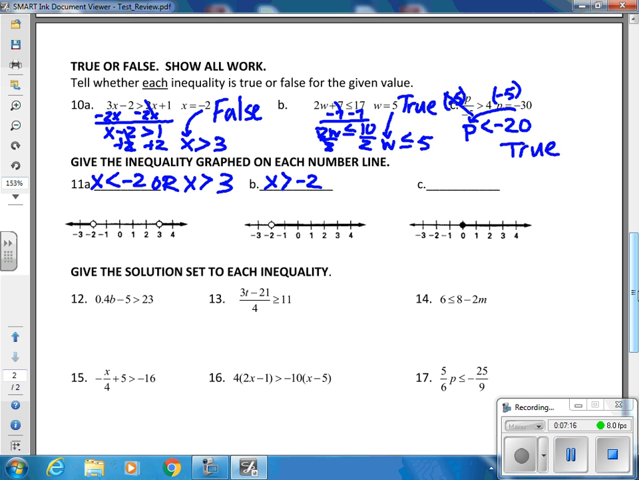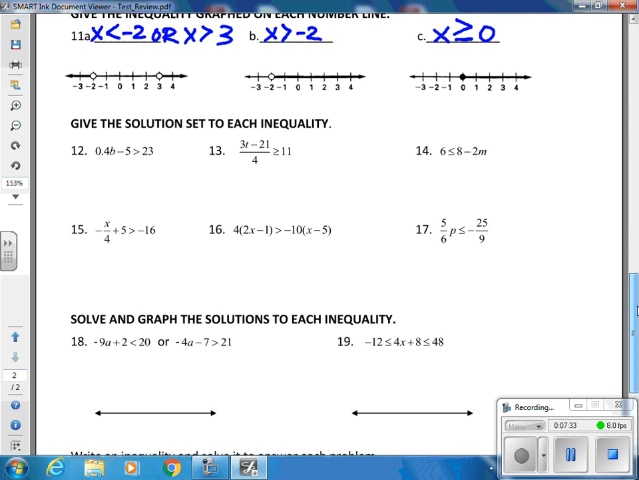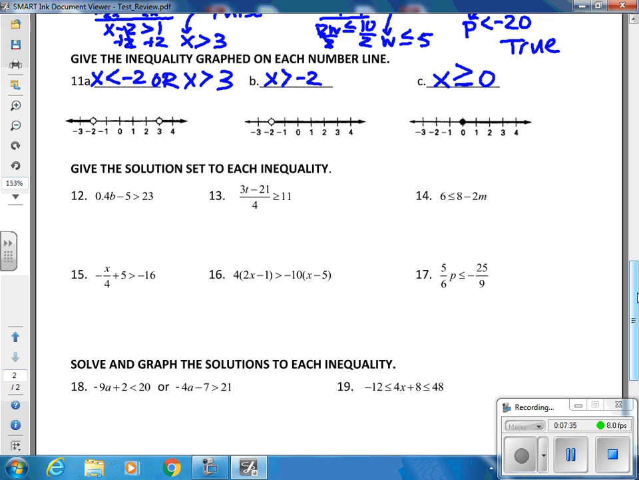For letter C, you have one circle and it's closed, it's colored in, and everything is shaded to the right. So you're going to have one variable and you're going to use the number 0, and because it's shaded in, we have to have a piece of the equal bar, and then because it's shaded everything to the right, it's going to be greater or equal to. So you will have to be able to do the writing aspect on the test as well as the actual graphing.